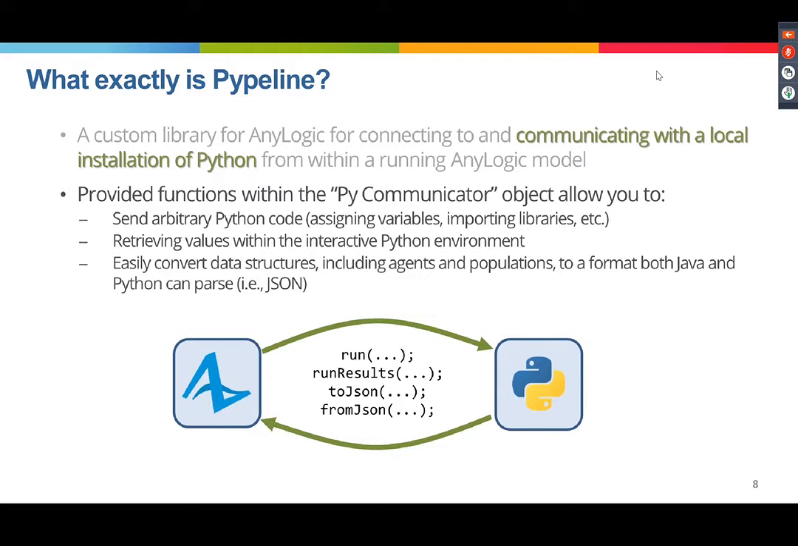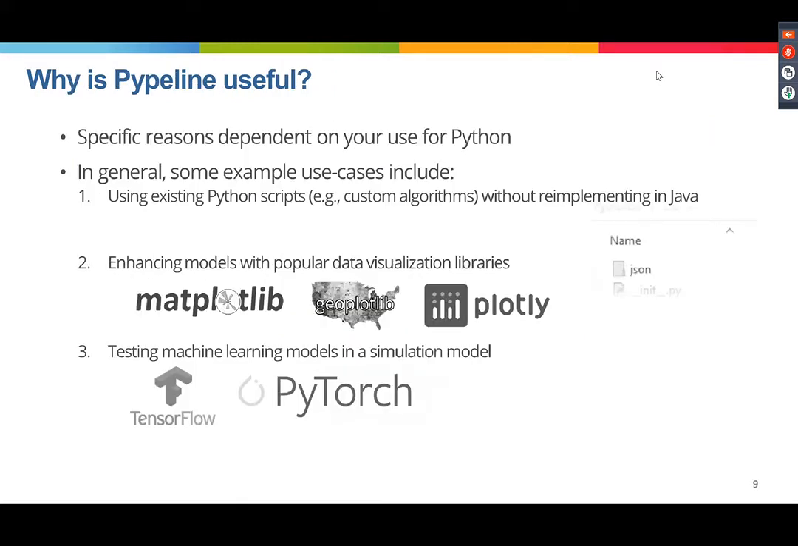In this first example, you might have an existing Python codebase that you want to use from within an AnyLogic model. So this could include scripts for data manipulation, optimizers, or custom algorithms. This is relevant when it's not practical, or sometimes even possible, to re-implement the code in Java. I'll be demoing a small-scale version of this use case in the example models that I show shortly.